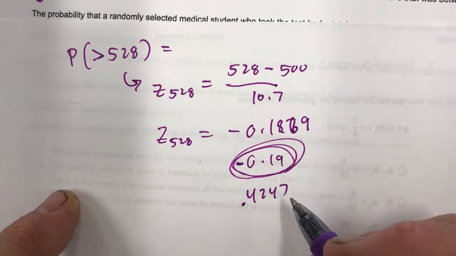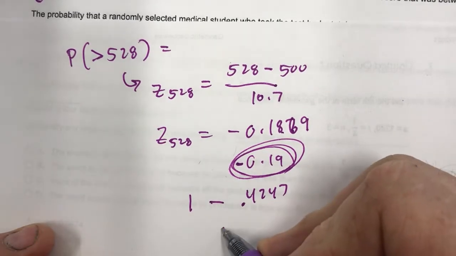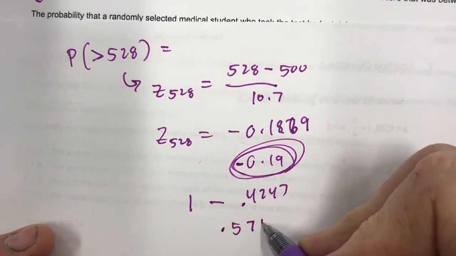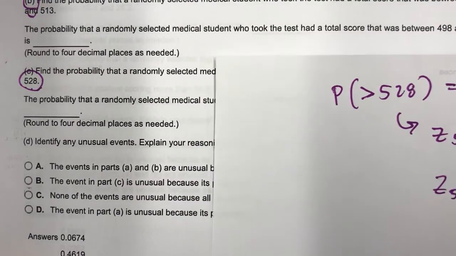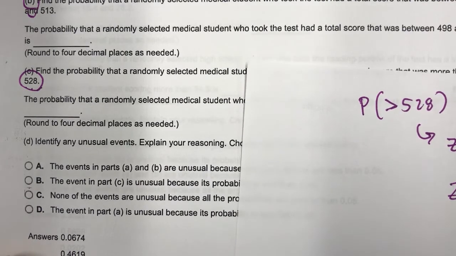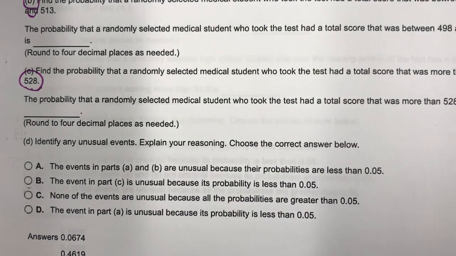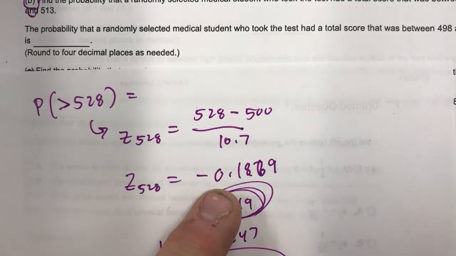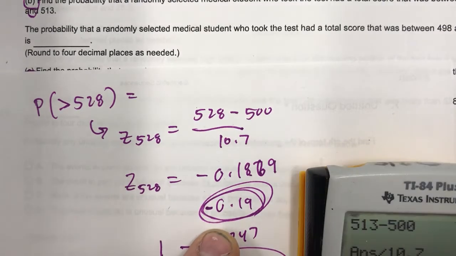That's less than, though. We want greater than, so I have to do 1 minus that for greater than, which is going to be 0.5753. And there you go. And we didn't get something right here. Okay, this was not negative. I don't know how I got a negative right there. Yeah, we did something wrong here.